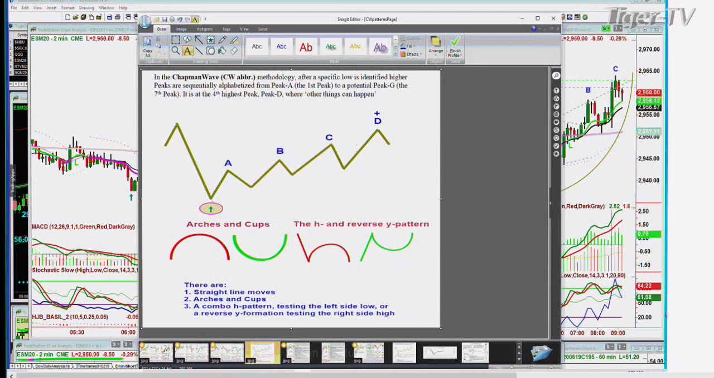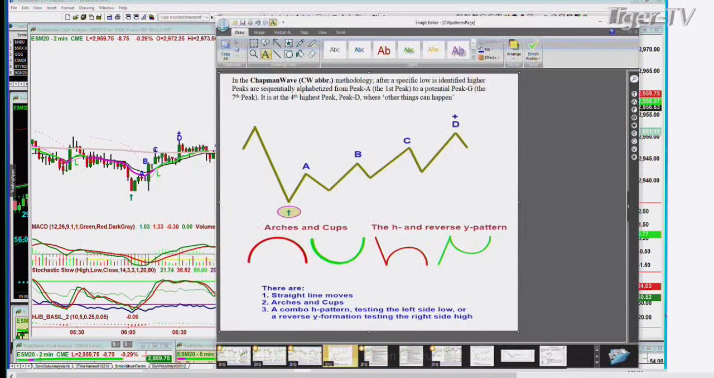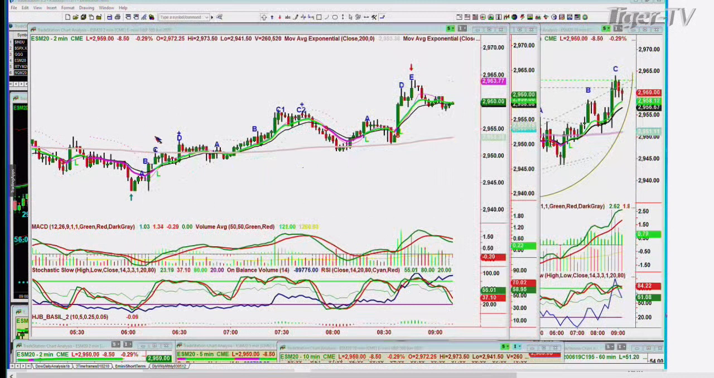4 higher peaks from an identifiable low gives you a buy signal to buy mode. Target is a peak D, number 1. Only looking at 3 patterns, straight line down or up, arch formation, cup formation, and then a mix. So just keeping it simple. What do we see here in the 2-minute E-mini chart, trading down 850 at 2960? This is the June contract.